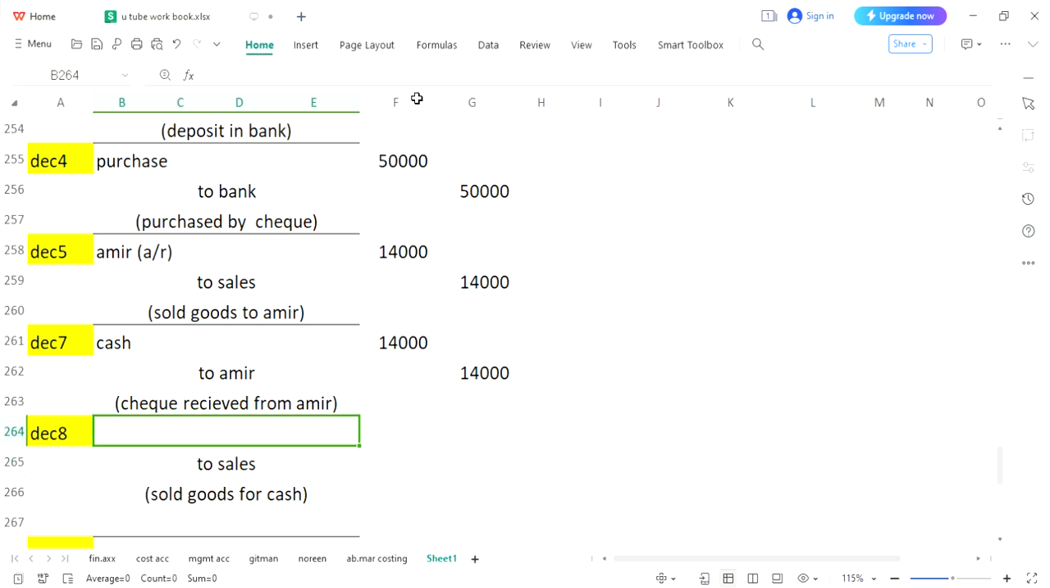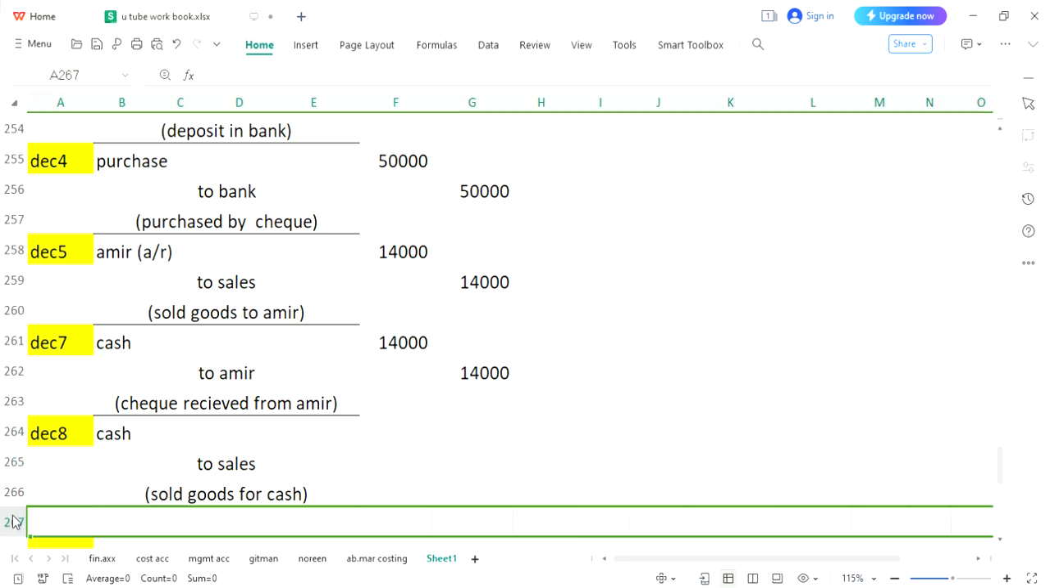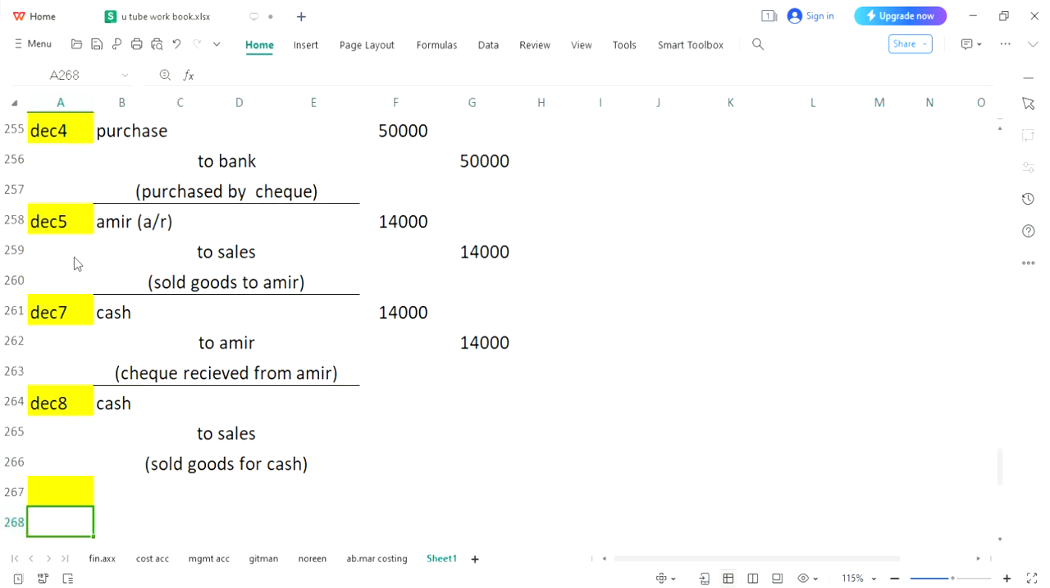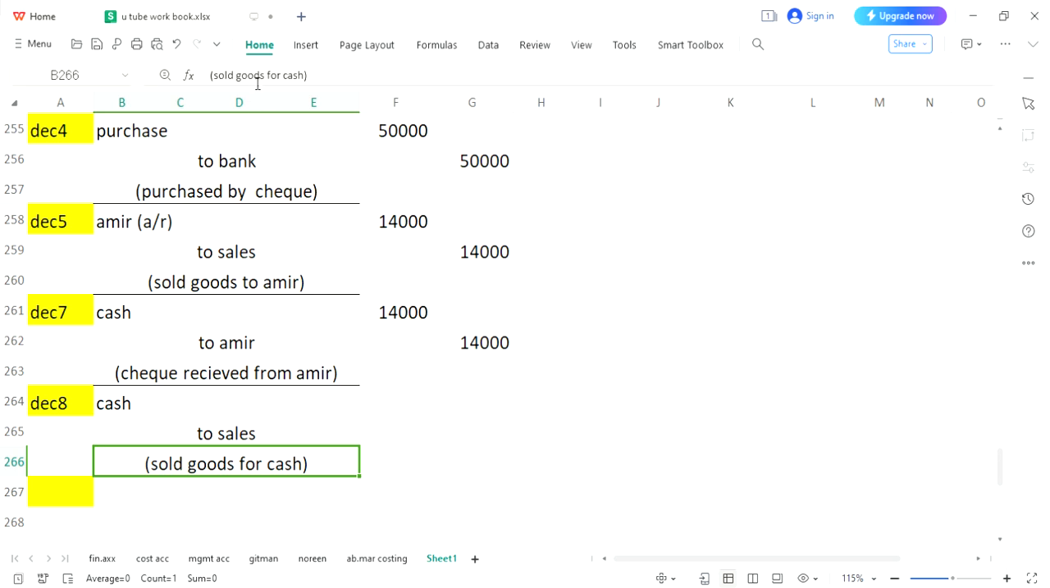And next we will see what will come in. When you sell goods, you will receive cash. Cash is your asset increasing. Increase in asset should be mentioned on the debit side. So cash is mentioned on the debit side. In this way, our entry is: sold goods for cash, cash to sales.